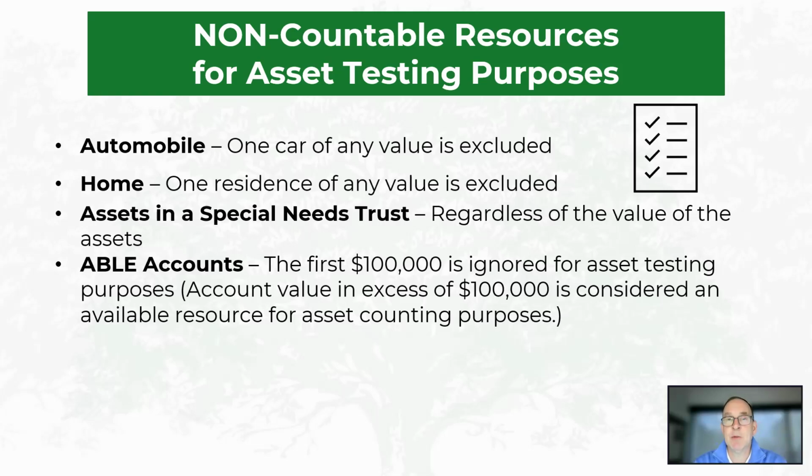And finally, ABLE accounts. Up to $100,000 of ABLE account value is going to be excluded from counting. If the ABLE account exceeds $100,000, the next dollar starts to count towards the $2,000 limit. So keep all that in mind as you're working to get your loved one benefits.